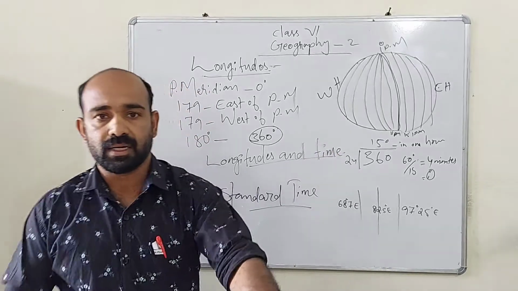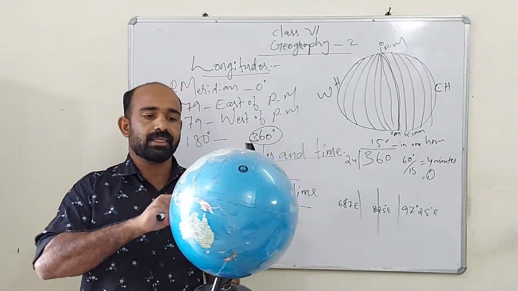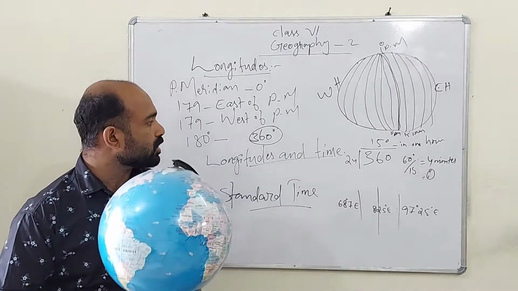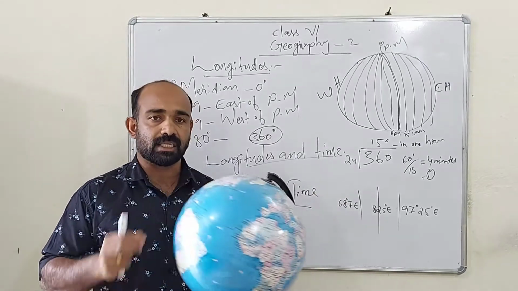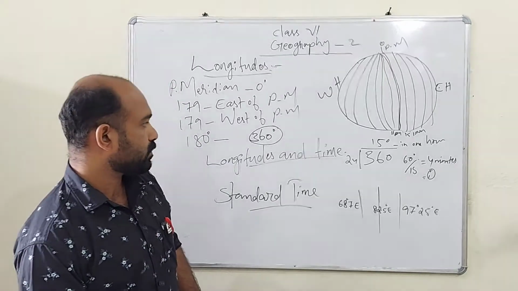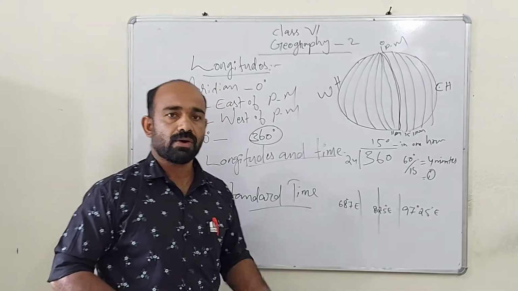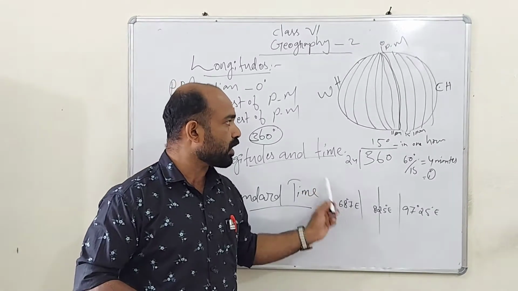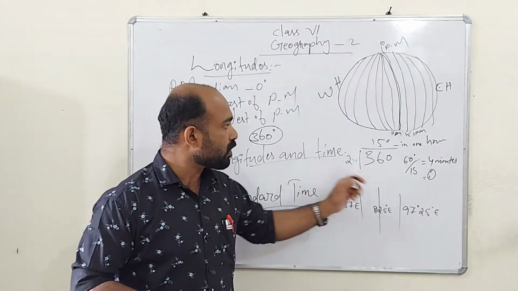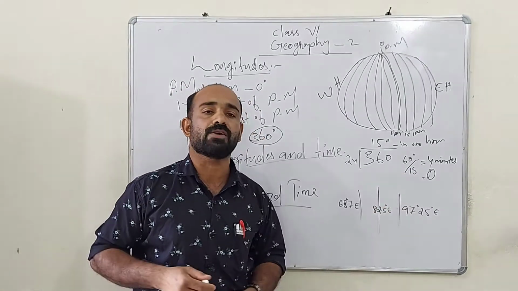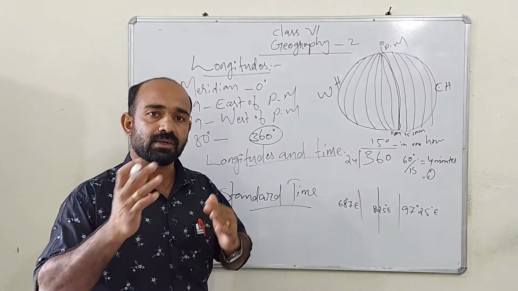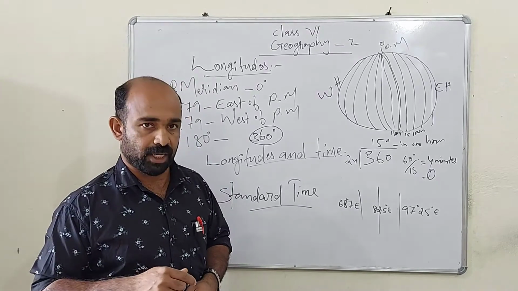We know that our earth is rotating on its axis. For completing one rotation, earth takes 24 hours. That means for rotating 360 degrees, earth takes 24 hours. So, if it is so, in 1 hour, earth rotates 15 degrees. That means, for rotating 1 degree, earth takes 4 minutes. For every 1 degree movement or rotation, earth takes 4 minutes.